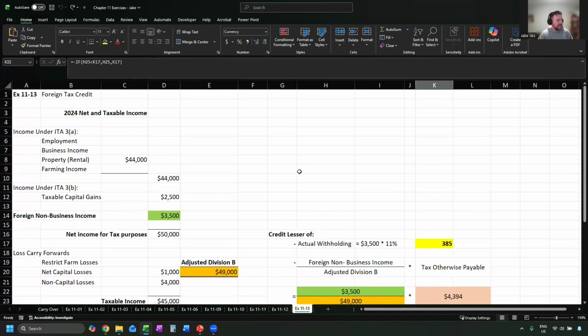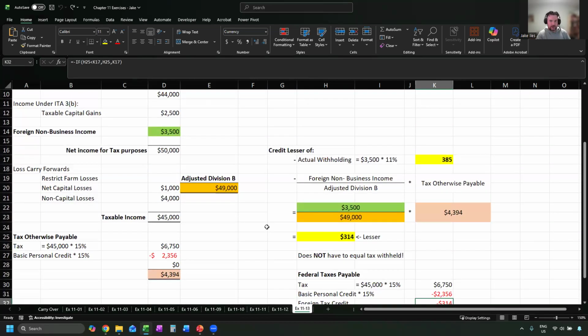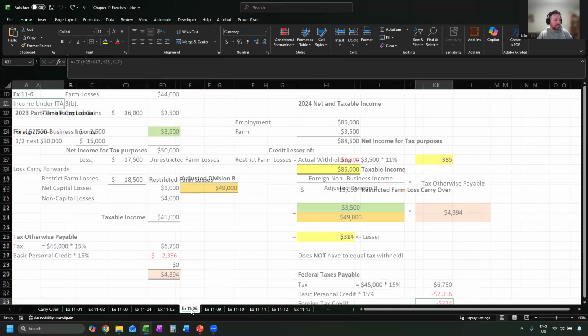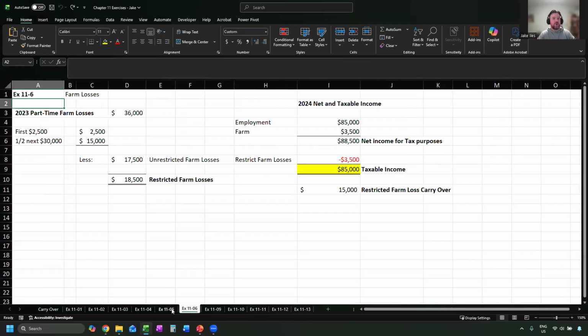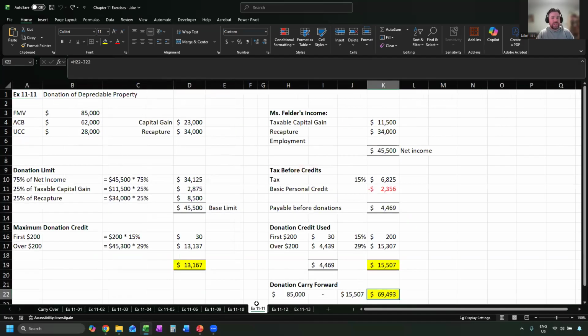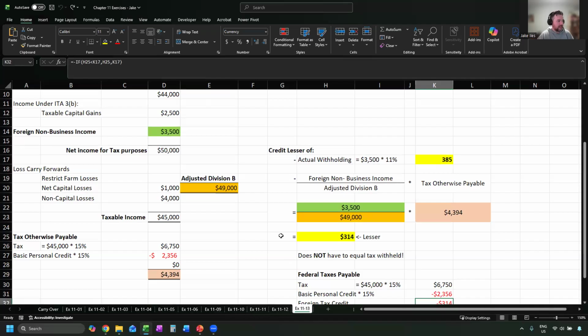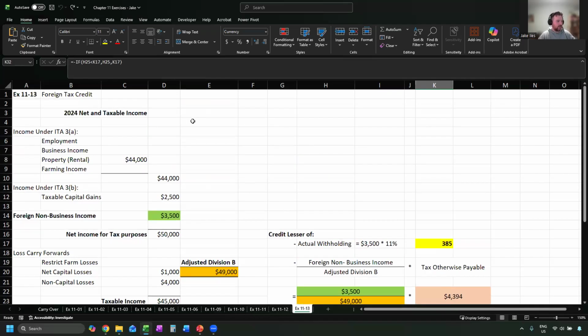So that is the last exercise that we need to cover for this course. I'm going to have one last video discussing the alternative minimum tax. It's a somewhat lower priority, but I will cover it in a short video. But be aware of these calculations that we covered so far and those restricted losses, how they apply to income, and those donations of depreciable property, as well as our foreign tax credit we calculated here.